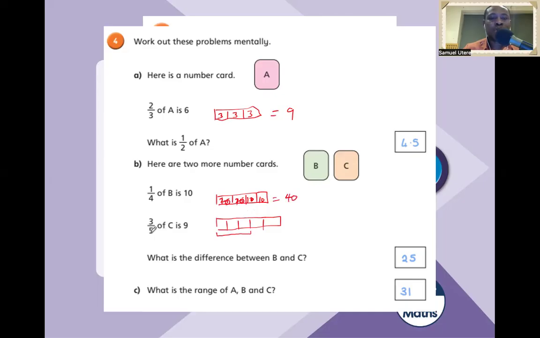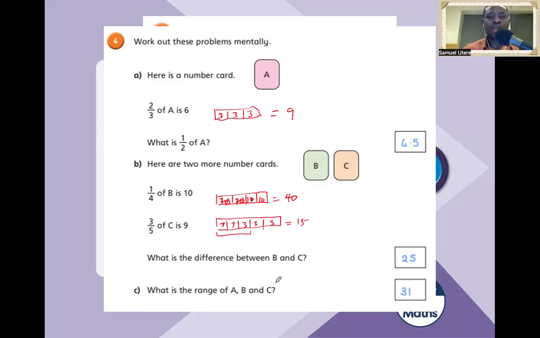And then you're told that 3/5 of C is 9. So here, 3 lots of this is 9. So it means you have 3 in each of them. Which means 3 times 5 should be 15. All right? So if you're being asked what's the difference between B and C, it's like saying 40 minus 15, which is 25.